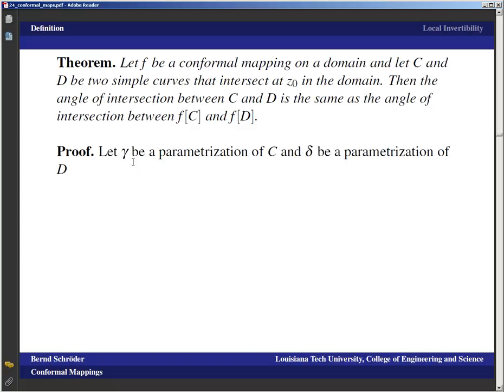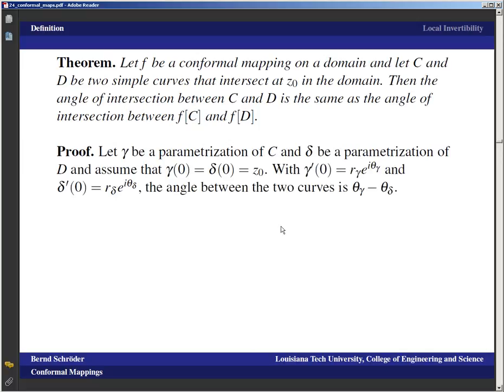Well, in the proof, we let gamma be a parameterization of C, and we let delta be a parameterization of the curve D, because of course we get f of C by composing f with gamma, and we get f of D by composing f with delta. We assume that gamma of 0 is delta of 0 is equal to z0, so we assume that the parameterization maps 0 to the point that we want to analyze.